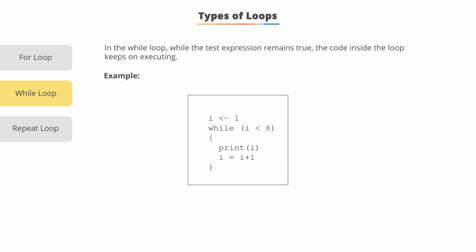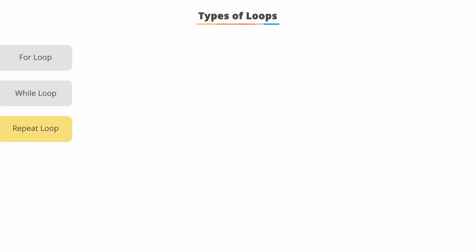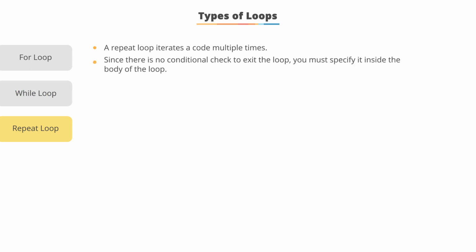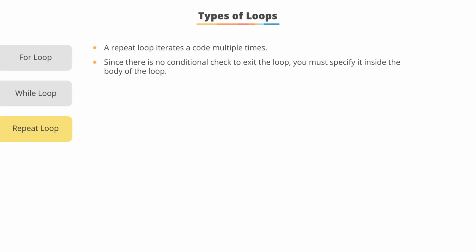The last type of loop we have is a repeat loop. This will iterate a code multiple times. Now there's no conditional check to exit the loop. So if you do not specify inside the body of the loop when to break, it will run indefinitely. Now what do I mean by that?